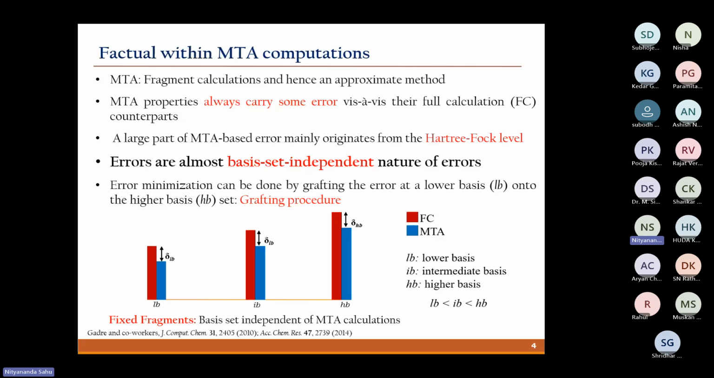And since delta LB and delta HB are very, very close, once I take delta LB and add it to the MTA based calculation at the higher basis, it will be very, very close to the full calculation. That means when you grab that small error from the lower basis to the higher basis, your result is now very close to the full calculation. And this is how we can always minimize the error. The procedure is called the grafting procedure.